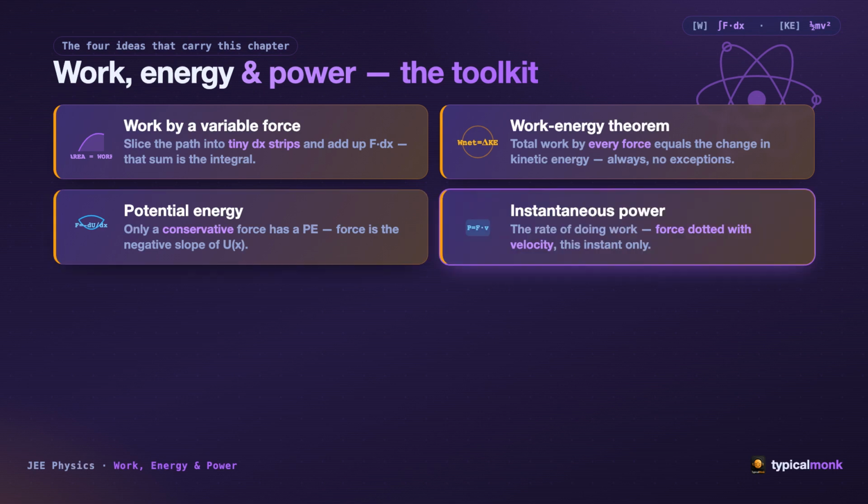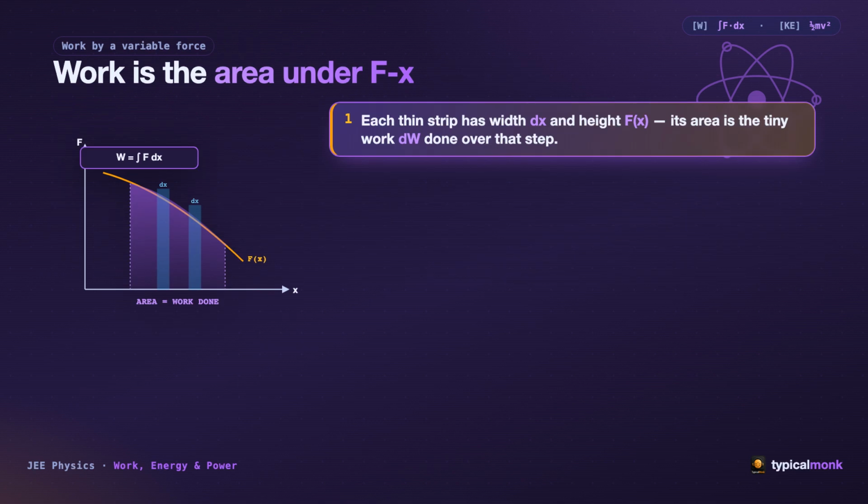And fourth, instantaneous power, force dotted with velocity, the rate at which work is being done at this exact instant, nothing more, nothing less. Look carefully at this graph, because it is the picture behind every variable force problem you will ever meet. Force sits on the vertical axis, position on the horizontal one, and the curve traces how the force changes as the particle moves.